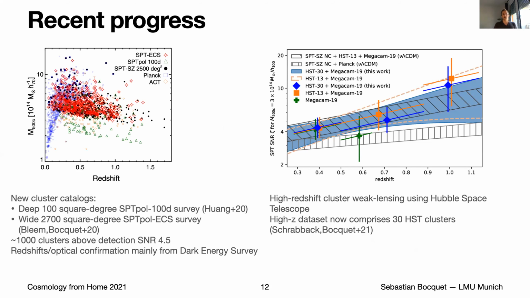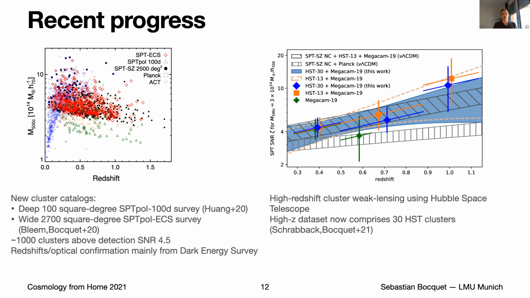So first, I want to highlight 2 recent analyses in this direction. First, on the left-hand side, we have new SPT cluster catalogs. The first was presented in Huang et al. 2020, using the deep 100 square degree SPTpol survey. In this plot, these are the clusters with the green triangles, and you see we're pushing to lower halo masses and high redshifts.